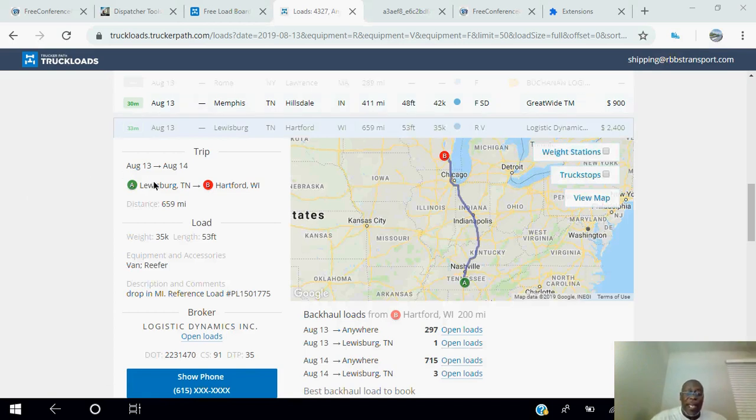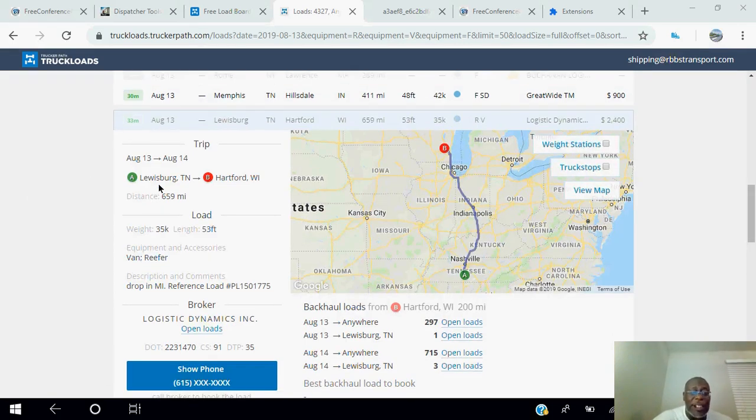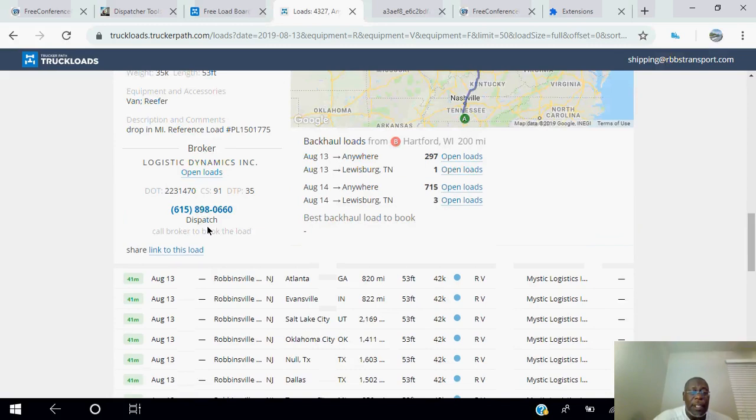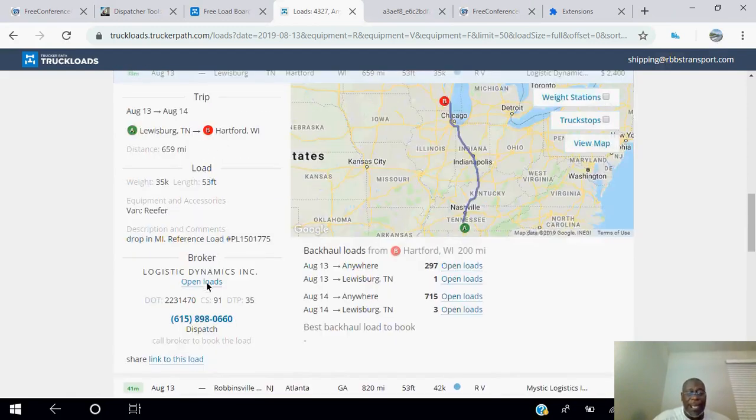So now what you're gonna do is you're gonna go back here and contact this broker. You're going to have the broker's information right here. It says broker, Logistics Dynamics Incorporated, open loads. You're going to click here to get the number, because once you click the dispatch down there, it will reveal the number.